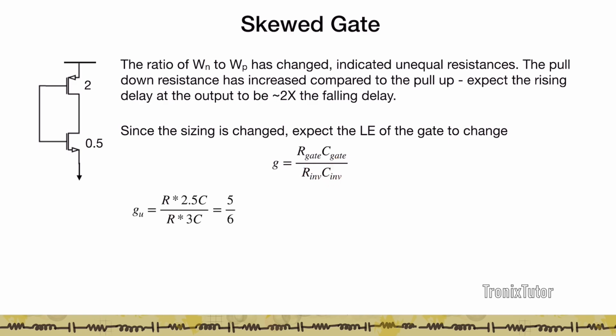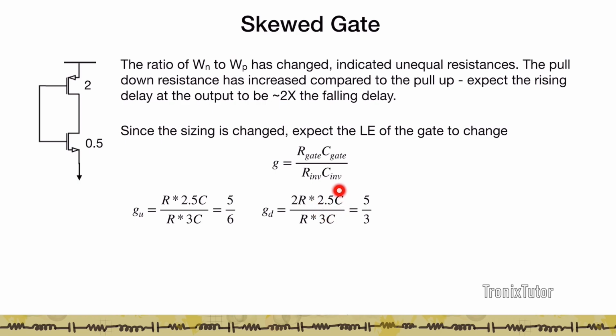So if you look at the pull-up transition, the effective pull-up resistance is R, and the input capacitance at this input, instead of being 3, is 2.5. Compare it to a normal inverter: it has the same pull-up resistance R, however with a capacitance of 3C. So here, because we've reduced the capacitance to 2.5, the logical effort for the pull-up transition goes to less than 1, to 5/6.